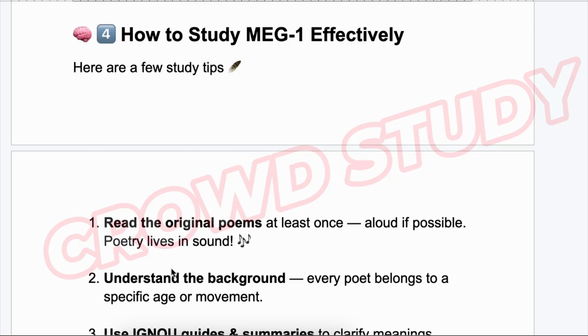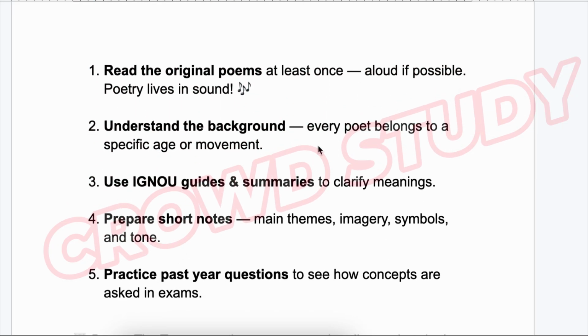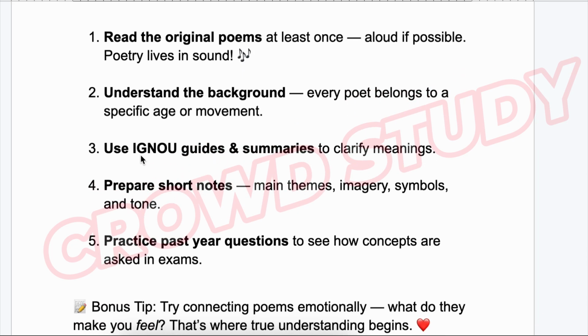Now move to another section of this video, section number 4, how to study MEG-01 effectively. Here are a few tips. Number 1. Read the original poems at least once, aloud if possible. Poetry lives in sound. Number 2. Understand the background. Every poet belongs to a specific age or moment. Number 3. Use IGNOU guides and summaries to clarify meanings. Number 4. Prepare short notes, main themes, imagery, symbols, and tone. Number 5. Practice past year questions to see how concepts are asked in the exam.